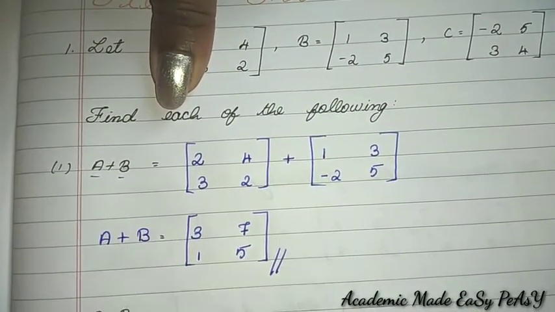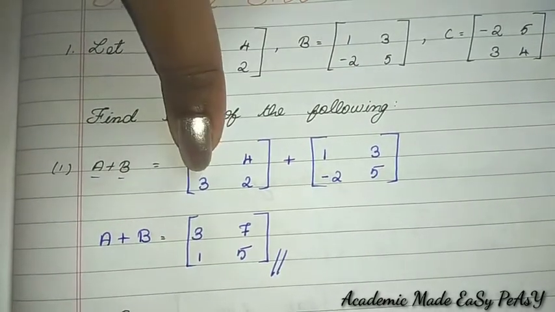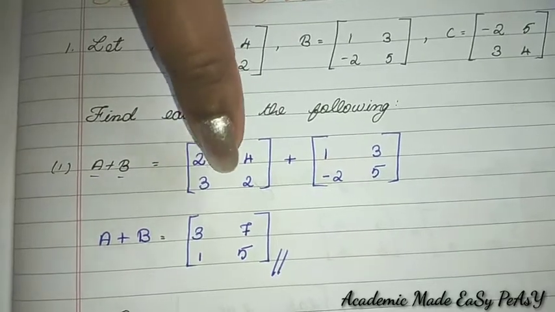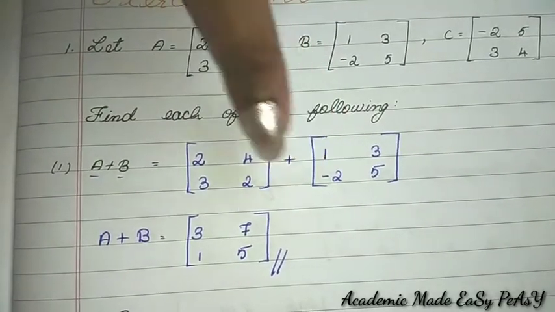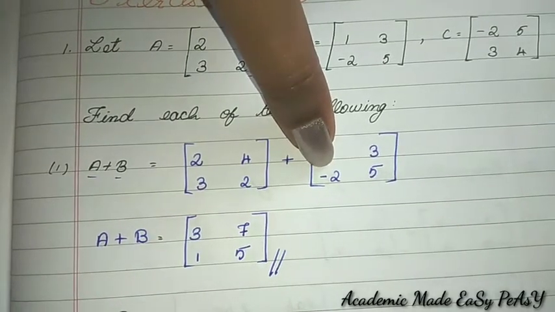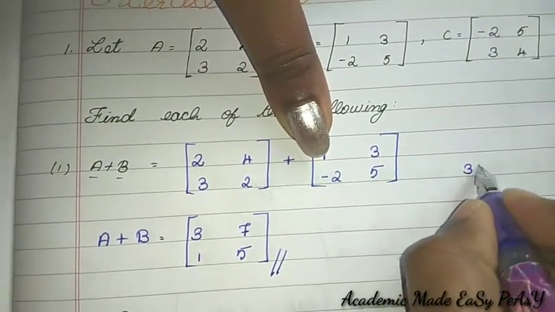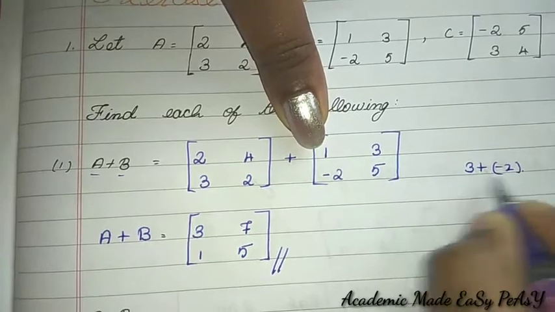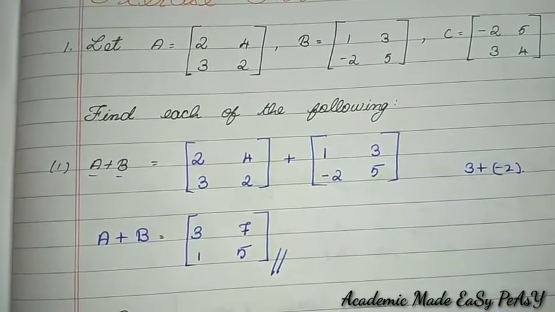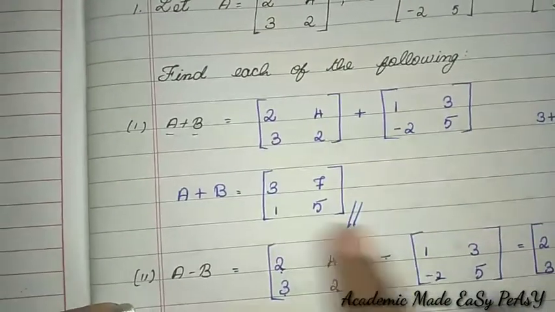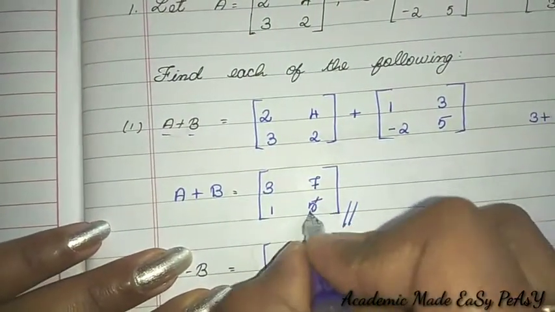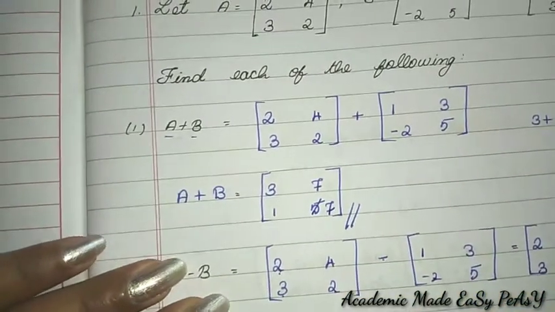A plus B. So see here, it's just like normal addition. Only thing we will be adding the corresponding elements. Okay, so see here 3 plus of minus 2. It is just like this, 3 plus minus 2. So it is 1. Okay, there's no much difference. Sorry, I have made a mistake over here. It should be 2 plus 5 is 7.